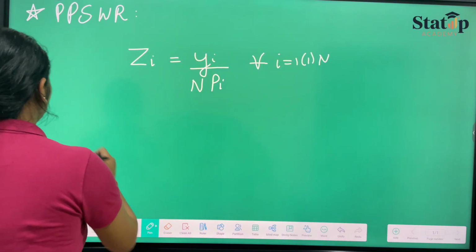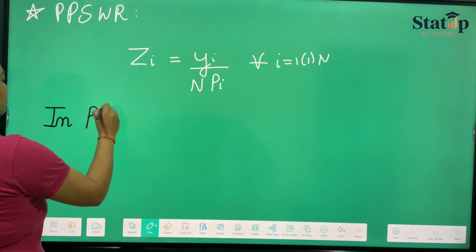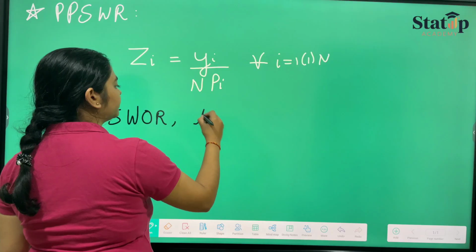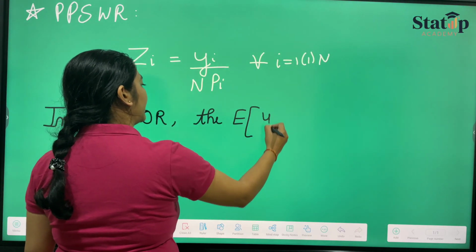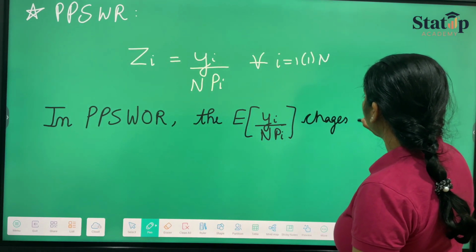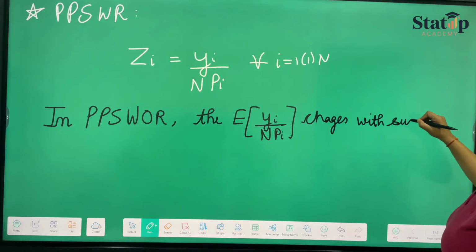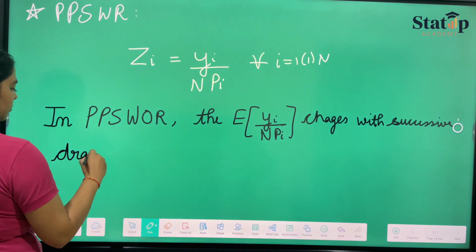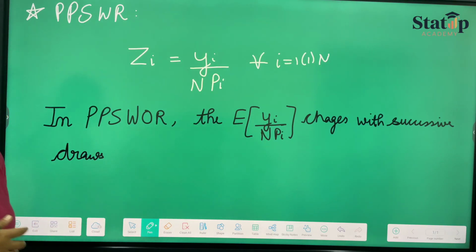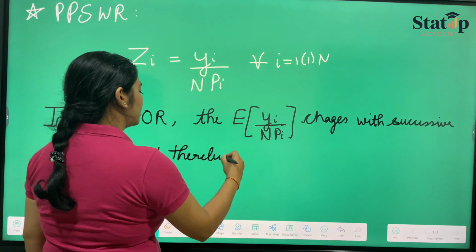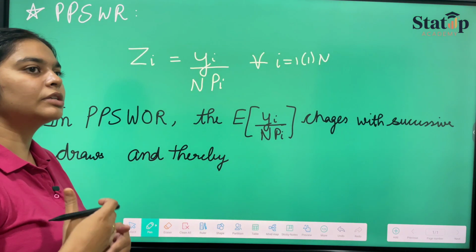So we can say that in PPS WOR, probability proportional to size without replacement, the expectation of Yi upon NPi changes with successive draws, and hence the variance and probability change, and since we have to calculate individually for every sample unit, this method becomes complex.